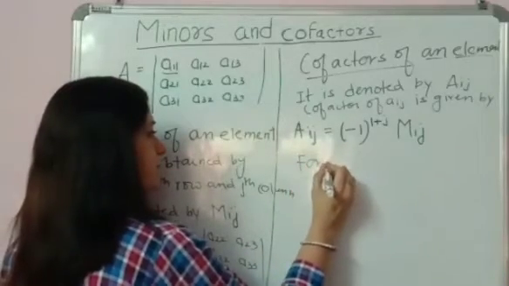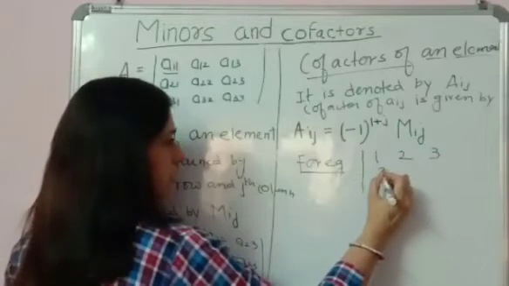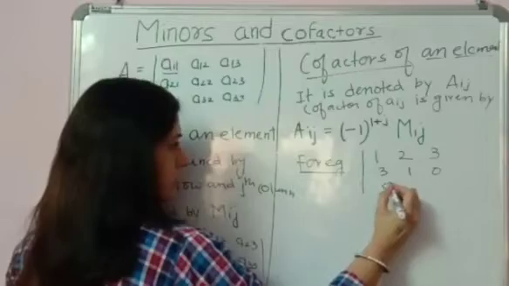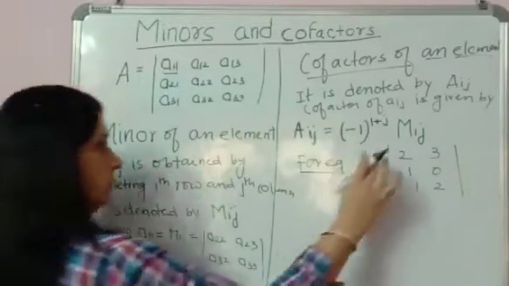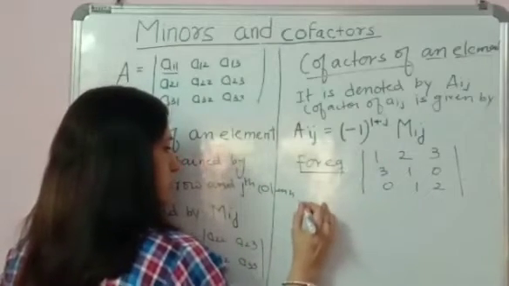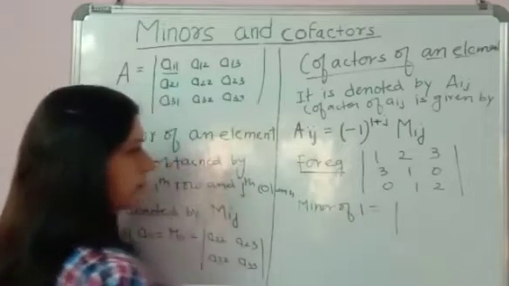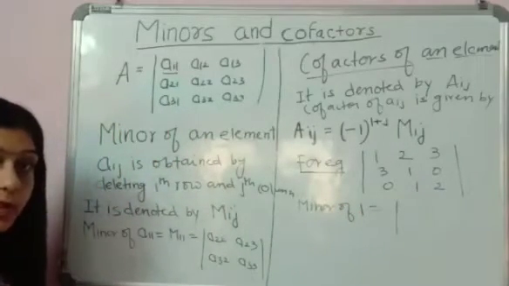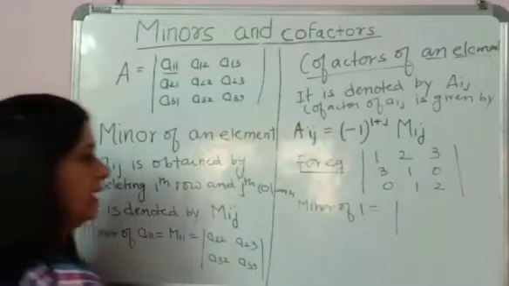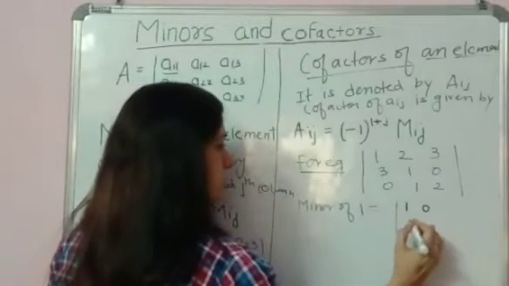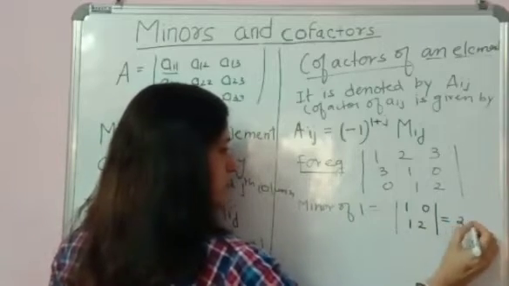For example, if you have a determinant with rows 1, 2, 3; 3, 1, 0; and 0, 1, 2. Let us first find the minor. Let us take this element 1. The minor of 1 is obtained by deleting the first row and the first column. So it will be the determinant 1, 0, 1, 2, which is equal to 2 minus 0, that is 2.